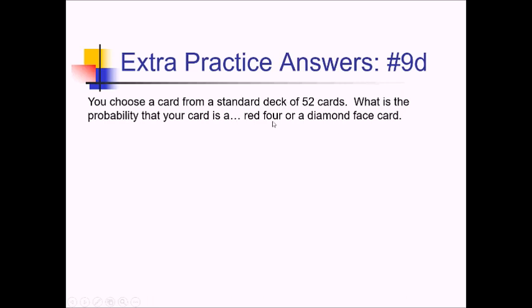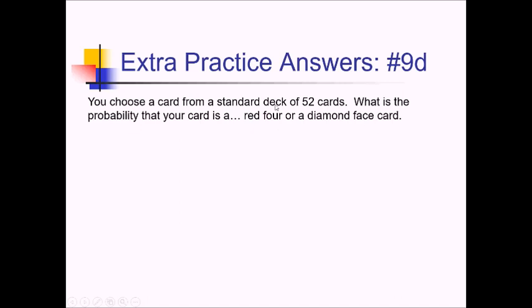For this one, given a deck of 52, we want the probability that a randomly drawn card is a red 4 or a diamond face card. So since we're dealing with OR, we have to add these probabilities together. Is there any overlap, though, between these groups? Can you be a red 4 or a diamond face card? You can't, because the face cards and the 4s are distinct cards.